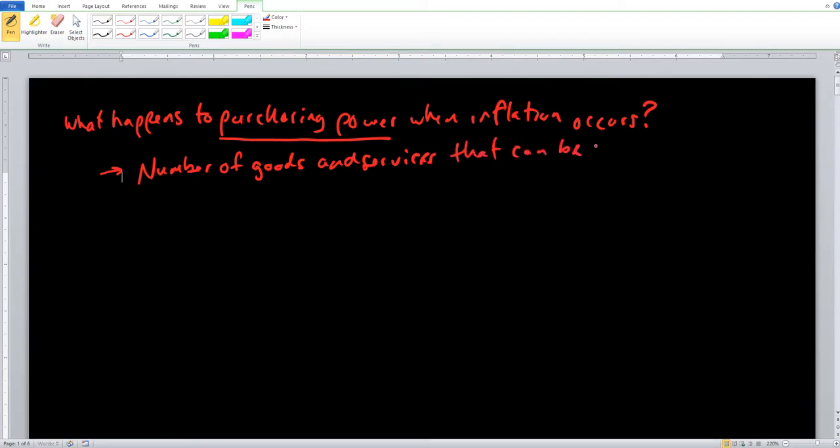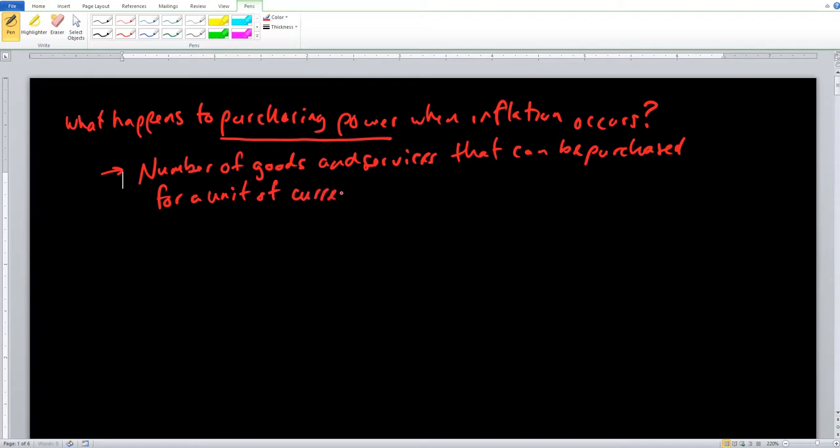That can be purchased for a unit of currency. So the number of goods and services that can be purchased for a unit of currency is describing our purchasing power. So if we have $5, what exactly can we buy for that $5?